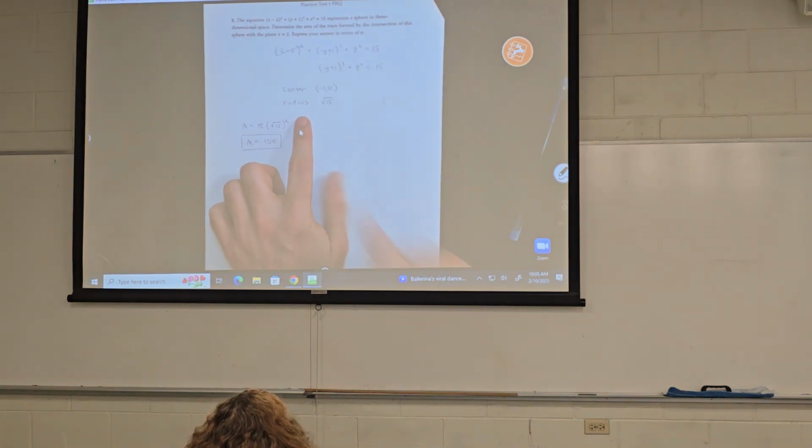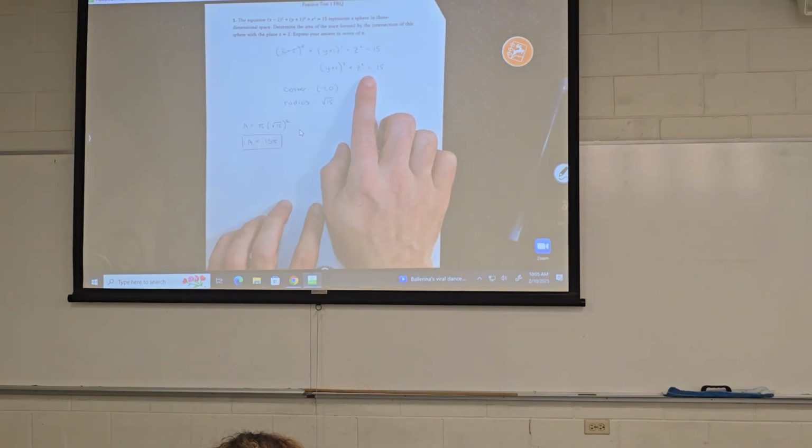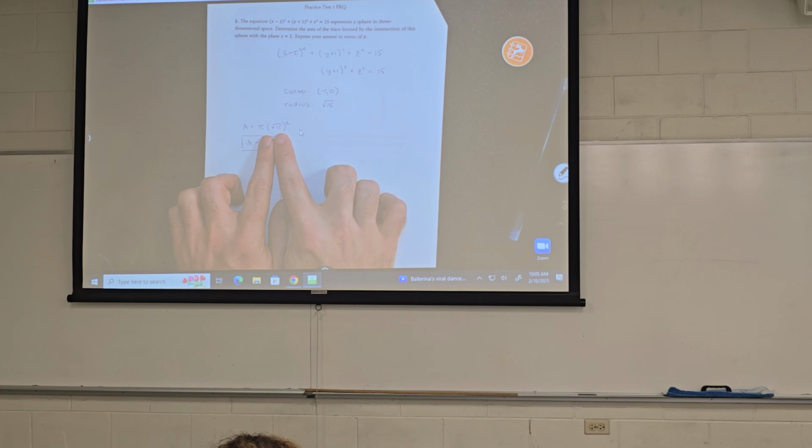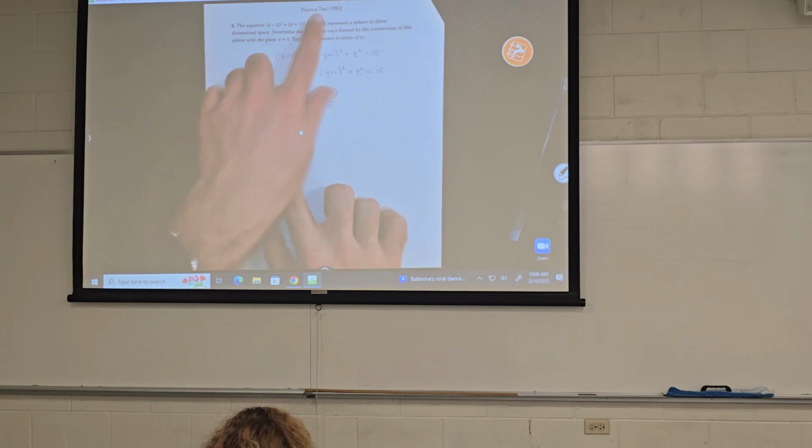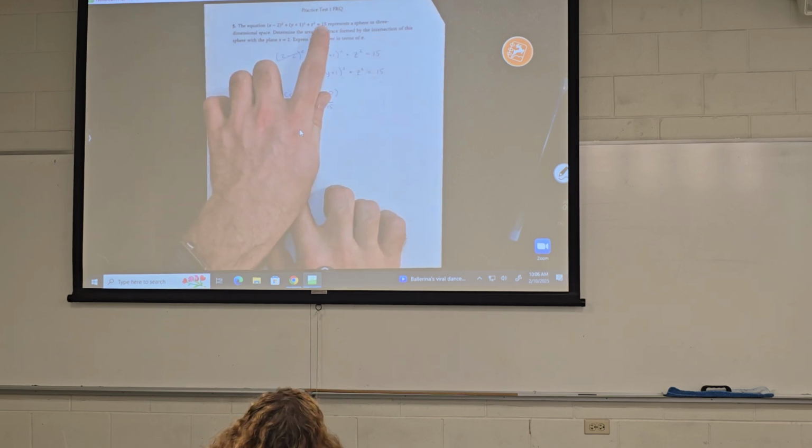So now find the area of this circle. Area is just pi times the radius squared. Boom. Area is 15 pi. Now if you're looking at this problem going, well hang on, is it always just this times pi? No, careful. Don't do it.